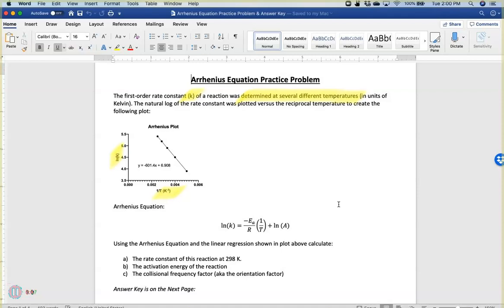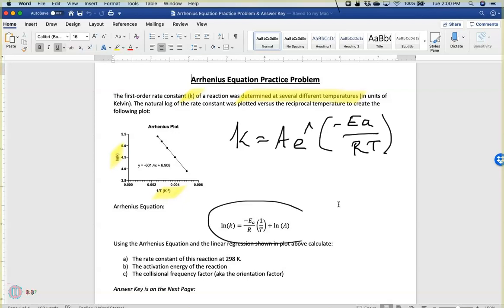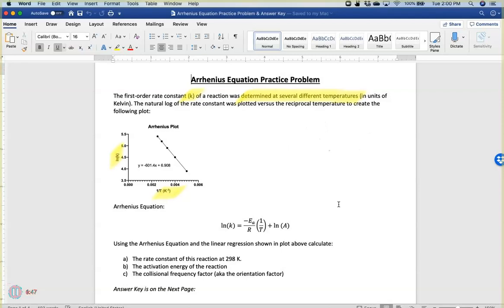So we know what the Arrhenius equation is. That's one way to write it. We also know that k equals the pre-exponential factor A, Euler's number e raised to the negative Ea, our activation energy, over the universal gas constant R times the absolute temperature T, which is in Kelvin. You can also rearrange it mathematically, like we talked about in the slides, to look like this. So let's start with some of these problems.